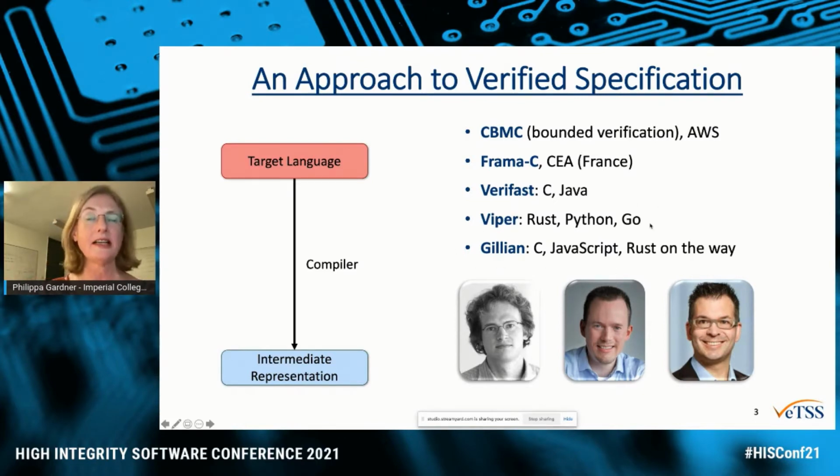And there the idea is that one is working very much with the heap, with the resource associated with the heap, and trying to analyze properties associated with bits of the heap. And examples include VeriFast used for C and Java, Viper for Rust, Python, and Go, and the one I'm working on, which is Gillian for C, JavaScript, and Rust is on the way.